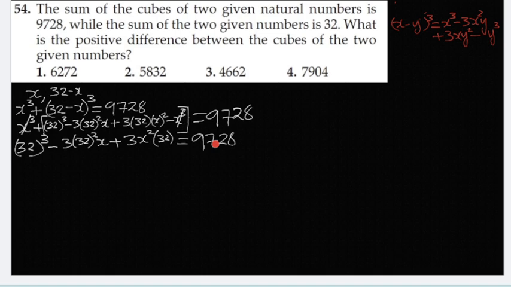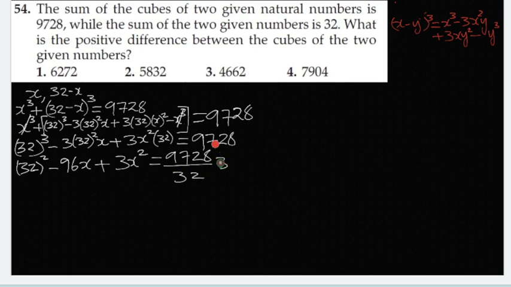On cancelling the 32 from each of these terms with the 9728, let's see what we get. So here it will be 32 the whole square minus 3 into 32, that is basically 96x, plus 3x square, equal to 9728 divided by 32. On dividing this we will get 304.